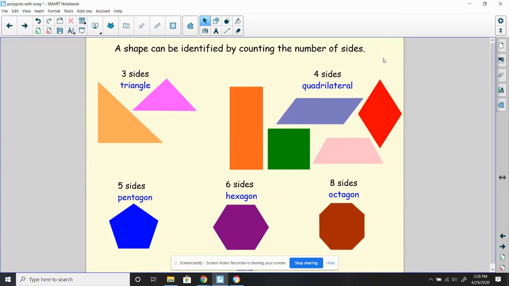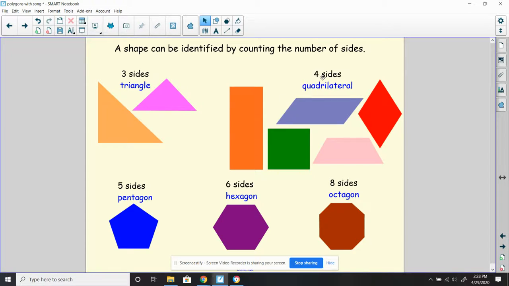Different types of polygons can be identified by counting the number of sides. So triangles all have three sides, tri and angle. Tri means three, angle means angles. So it has three sides and it also has three angles. These are two types of triangles. They can be any shaped triangle as long as it has three sides and it's closed.